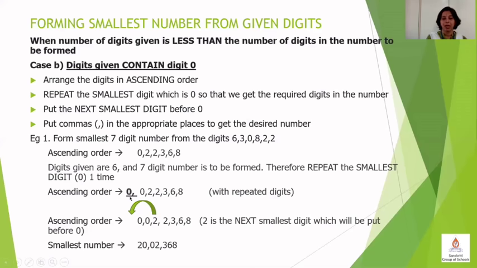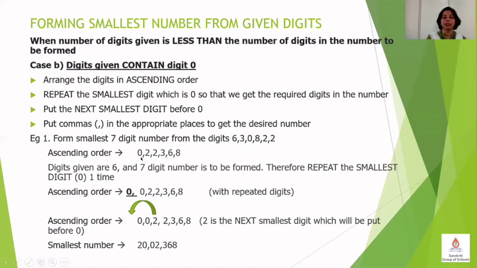But can we have a number beginning with 0? No, we cannot. So what do we do? We pick up the next smallest digit. Which is the next smallest digit? Here we have 2 as the next smallest digit. So we pick up 2 and we place it in front of 0. And that's how you get our smallest number as 20,02,368.